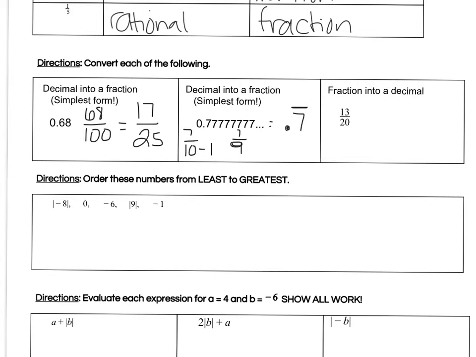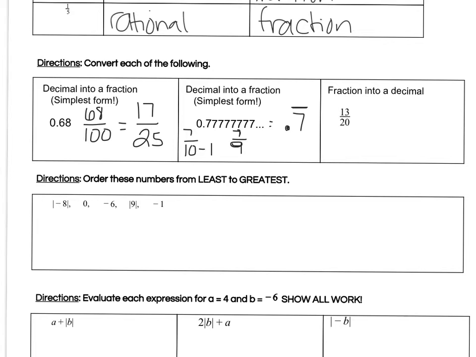ninths. Don't believe me? Drop it into your calculator for a second. Take 7 divided by 9. See what you get? It's the same thing. Although your calculator will round at the end because your calculator doesn't hold all of the numbers in the world.